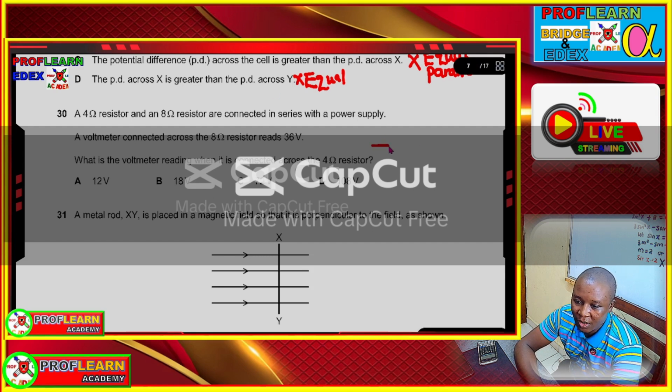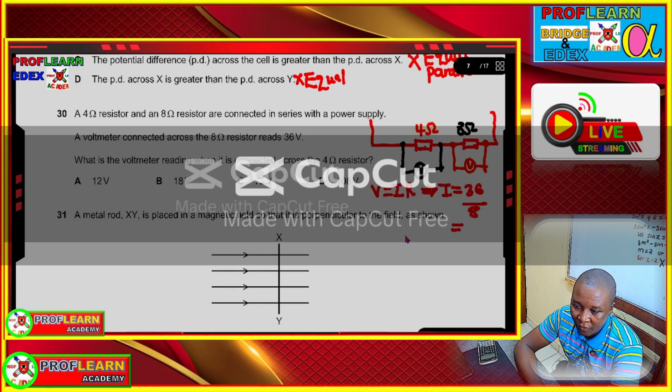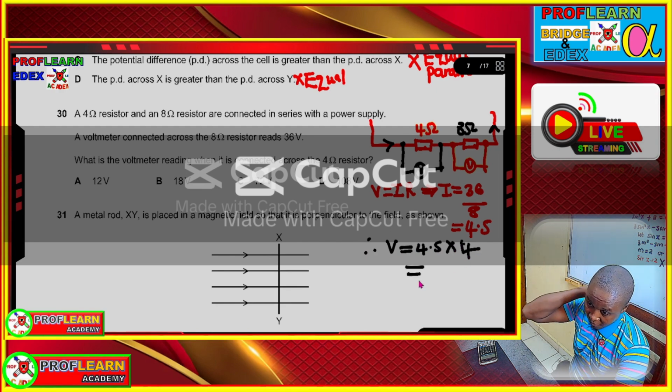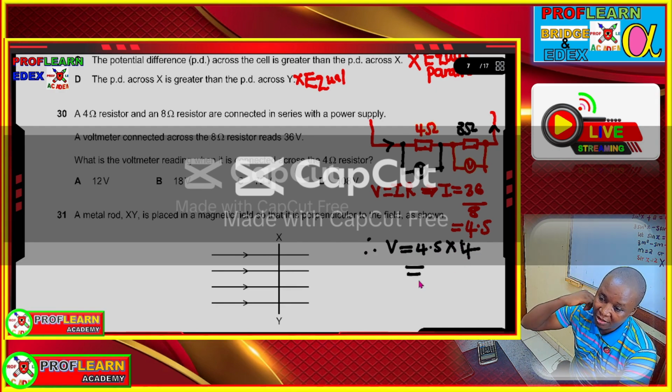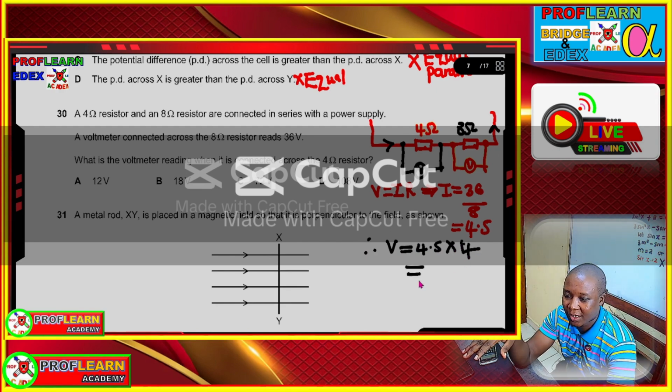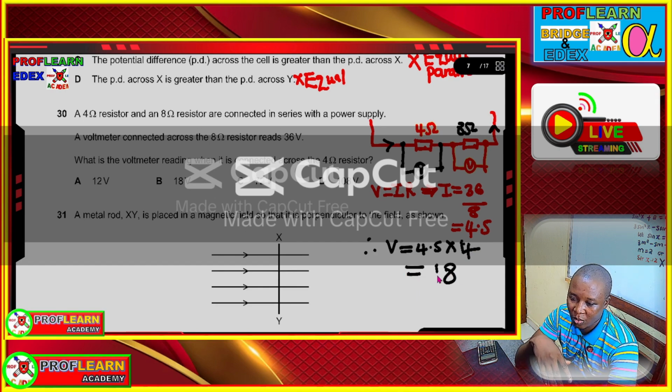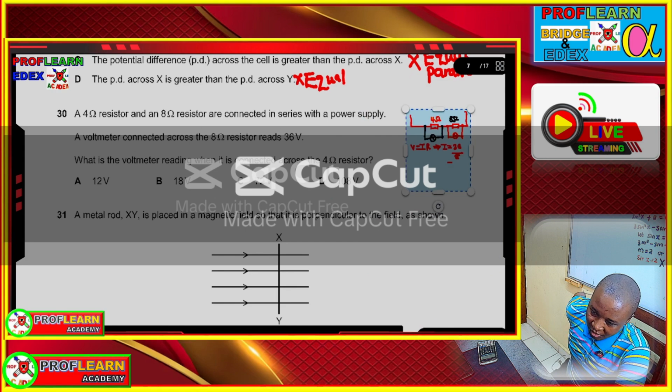So if it's reading that 6 volts, then this other resistor is going to have a voltage of 18, a half of that. So our answer is going to be B, because both of them will have the same current, but the resistances are different. So if 8 has that, this one is going to have what? 18 volts.